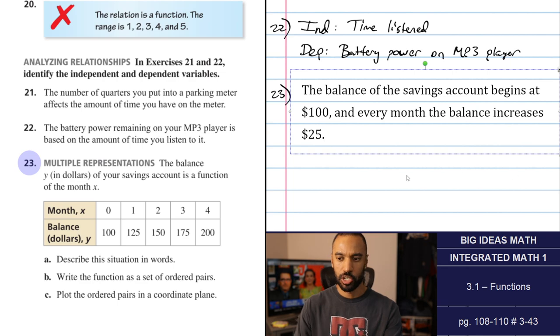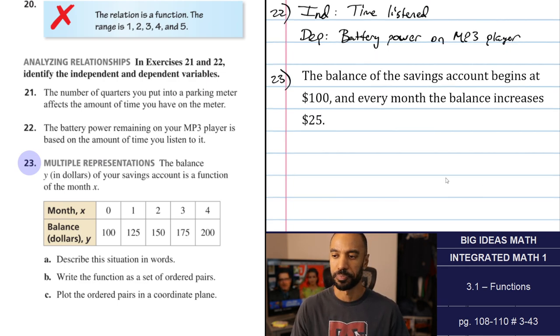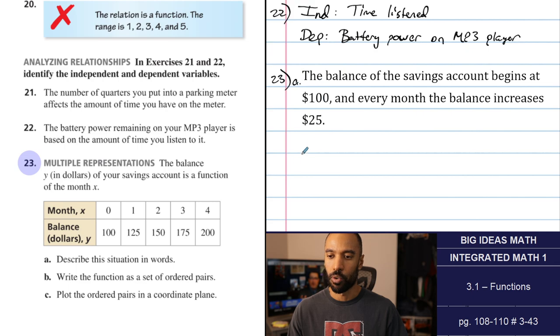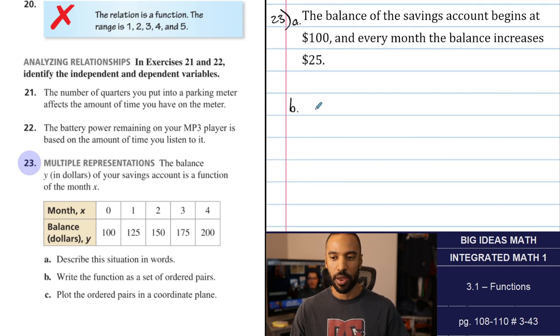Now this can be because of interest, it can be because of deposits, it can be because I won free money. I don't know what it is, but it increases $25. Now that's part A. Part B says write the function as a set of ordered pairs. So I've gotten into this a little bit, right? Tables have the X's pairing to those Y's. So we have zeros going to 100 and then 1, 125. 2 is at 150, etc.